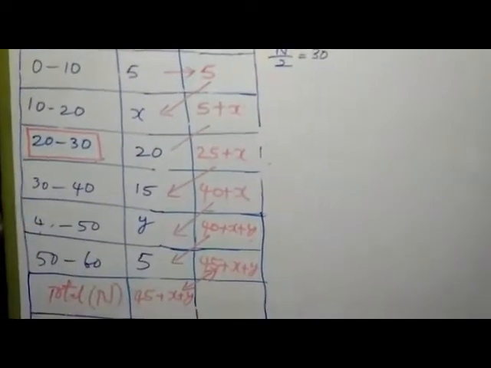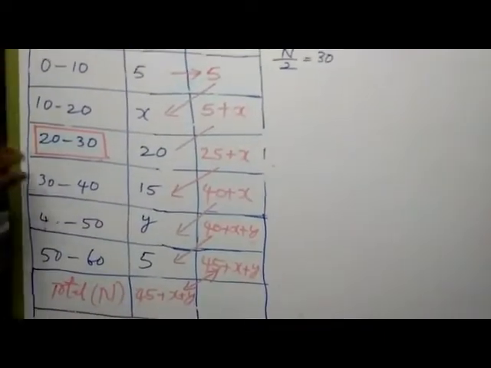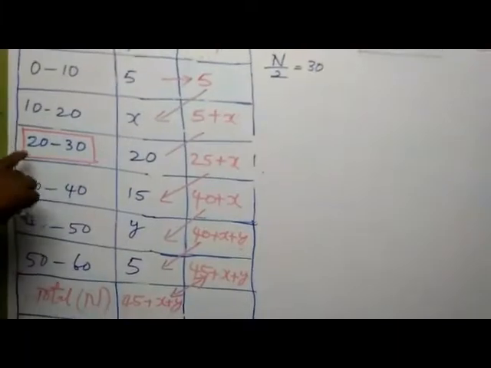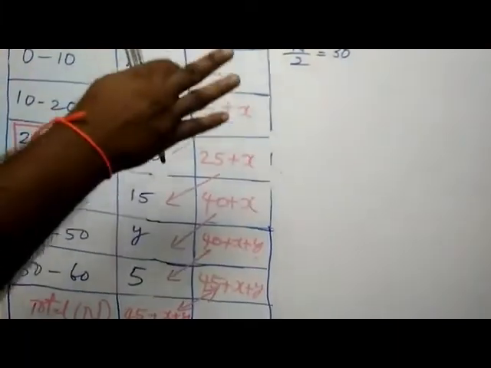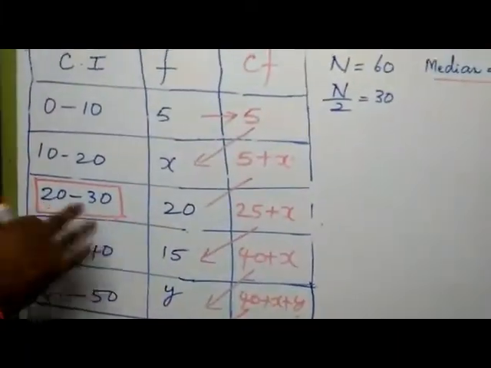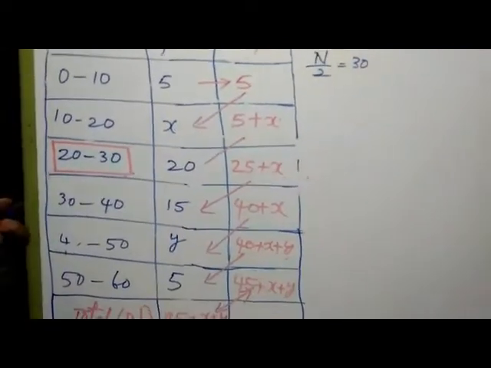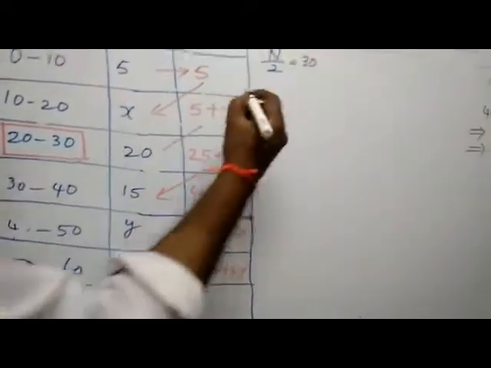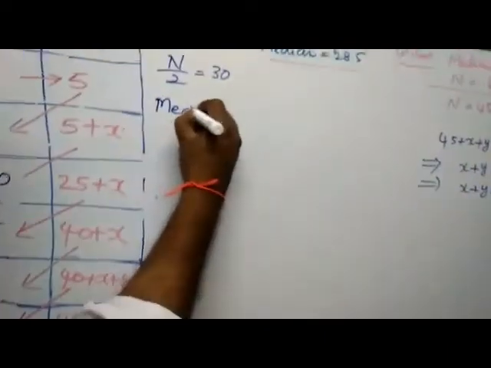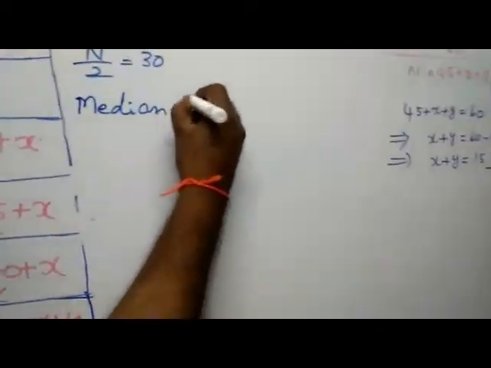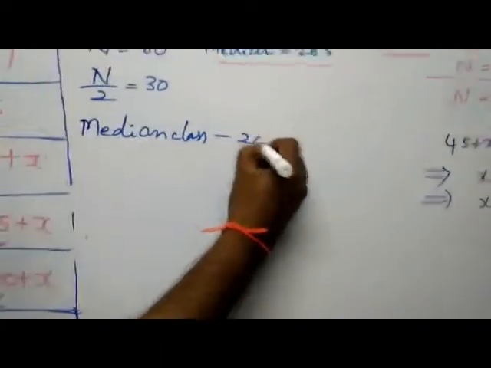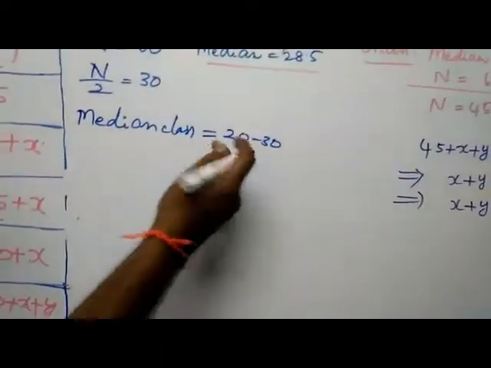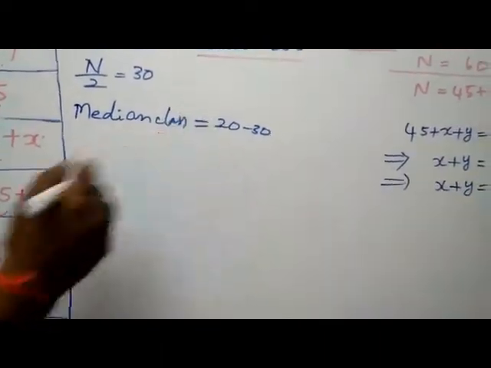Definitely the median lies between 20 to 30. 28.5 lies between 20 to 30. Now this is the median class. Median class is nothing but 20 to 30. Here the lower limit is L.